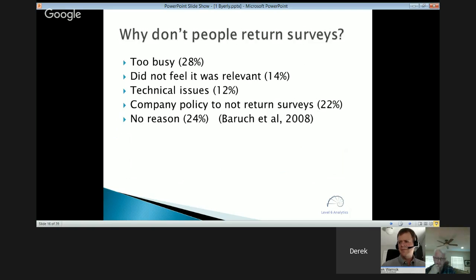28% said they were too busy. 14% didn't feel it was relevant. 12% reported technical issues of getting it back or things not working right. 22% said it was the company policy to not return surveys. I've never heard that. I don't know if that really applies to the medical profession or not. 24% gave no reason at all as to why they didn't return surveys.